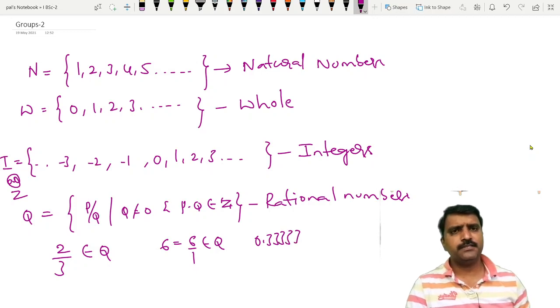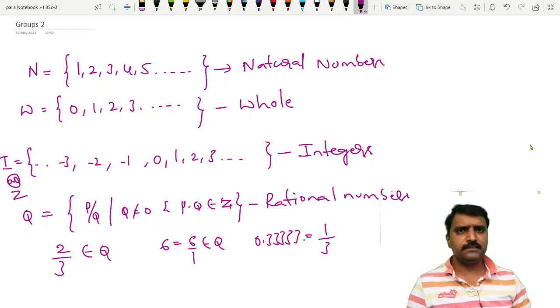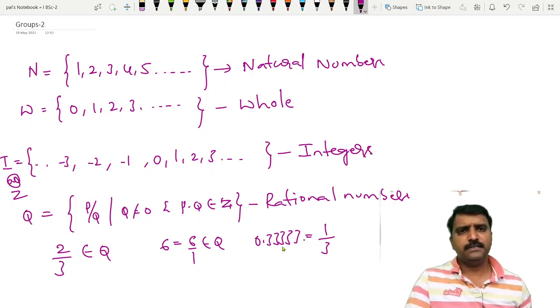This is also a rational number. Why does it become a rational number? You see this 0.333 and so on can be written as 1 divided by 3. You take your calculator and calculate the value of 1 by 3. Definitely it gives 0.3333 and so on. So that means this is a number we can express as integer by integer. Since this number can be expressed as integer by integer, definitely it is a rational number.